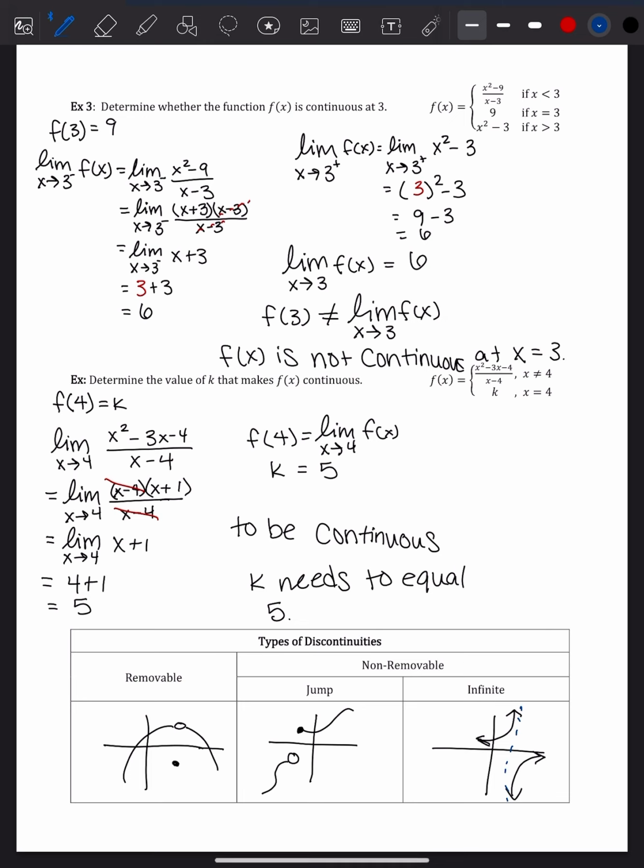Okay. In our next video, we're going to be talking about our theorems and go through some stipulations, what they mean, things like that.